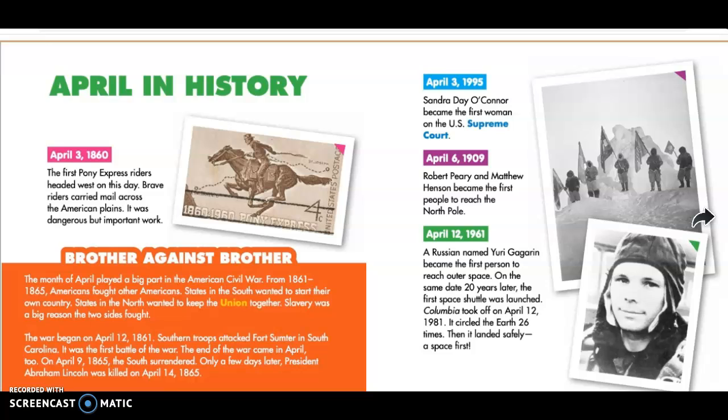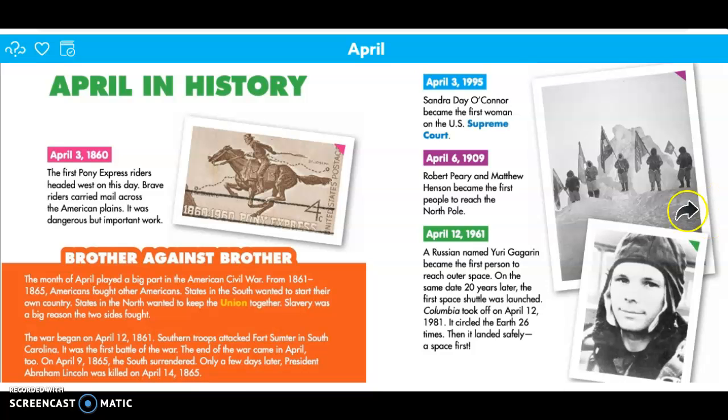The end of the war came in April too. On April 9, 1865, the South surrendered. Only a few days later, President Abraham Lincoln was killed on April 14, 1865.